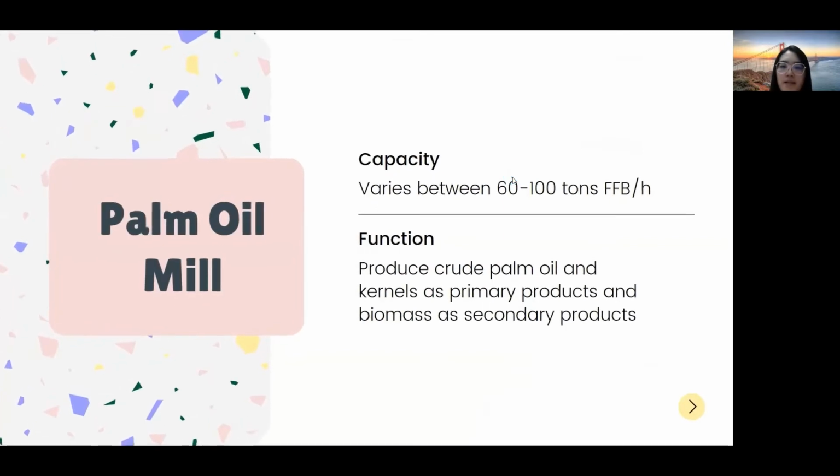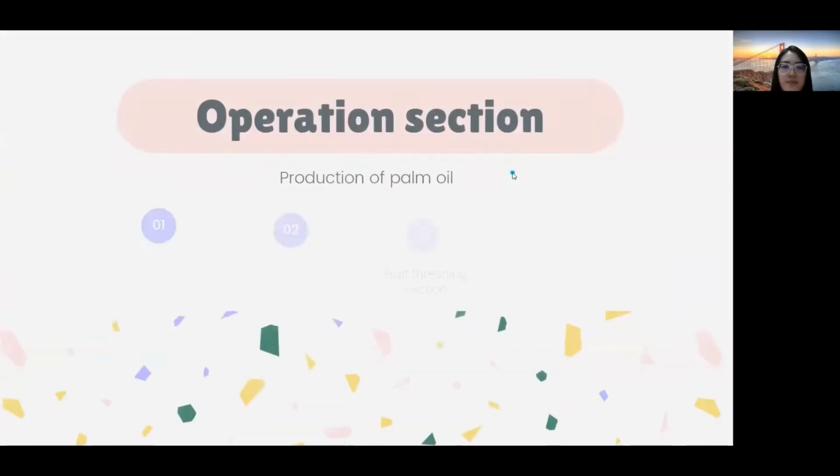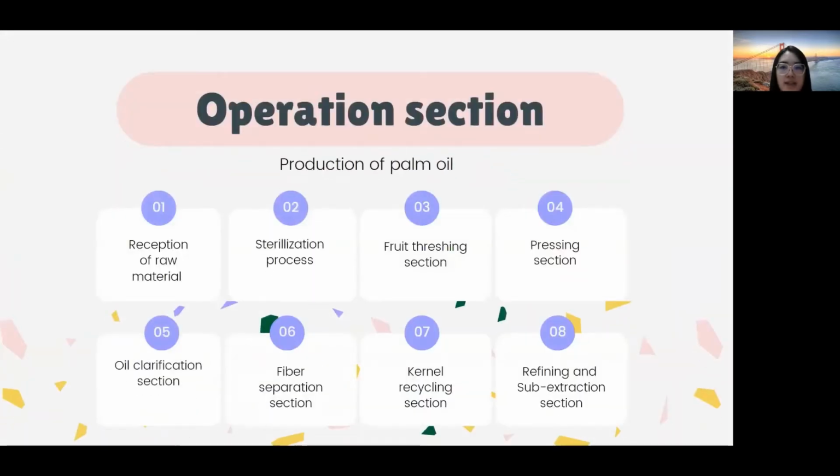The oil palm is used to produce primary products and also secondary products from the raw material, which is the palm fruit. The primary products produced are the crude palm oil and also the kernels, while the secondary product is the biomass. There are 8 operation sections in the process of production of palm oil. Each of the sections will be explained further in the next few slides.